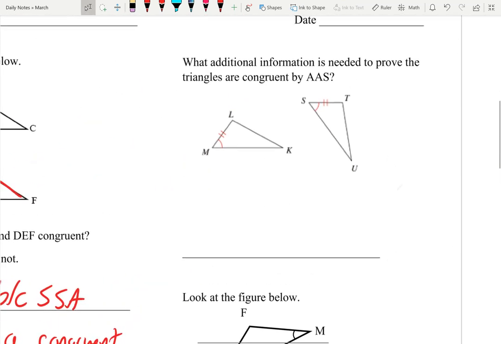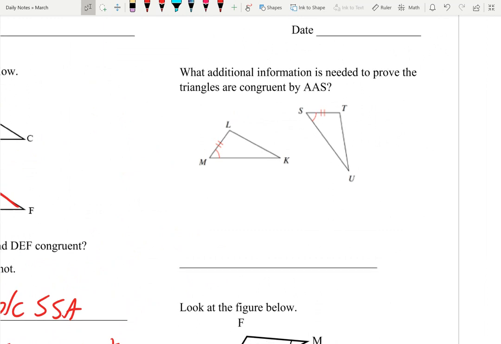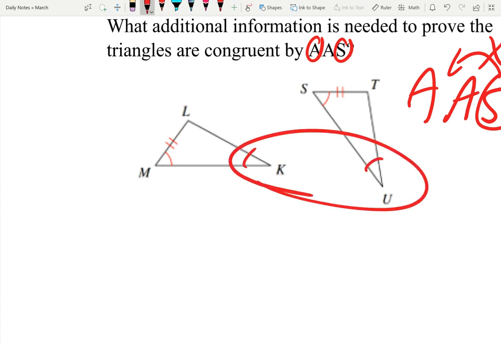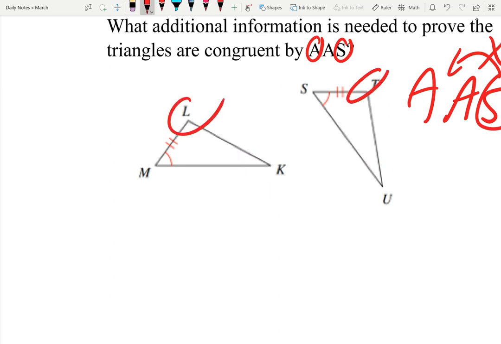Now, what additional information is needed to prove the triangles are congruent by angle, angle, side? Angle, angle, side means the side is not between the two angles. If we look at these triangles, we already have one angle and one side, so the other angle that we need is the question mark. Which angle do we need? Do we need angle L to match T, or do we need K to match U? Is it K and U, or is it L and T?